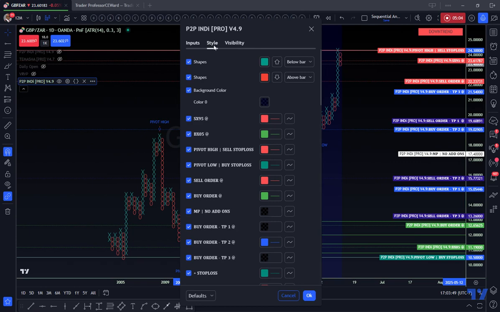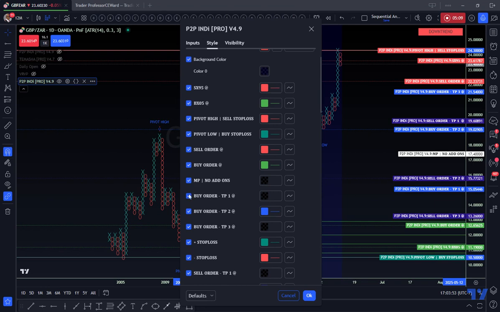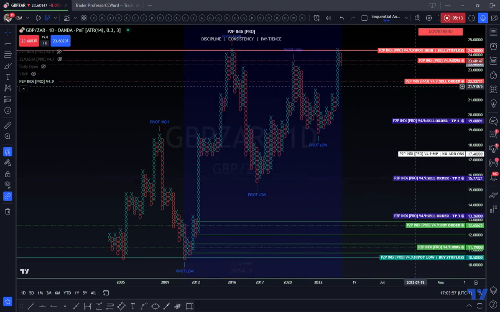So I'm going to style the chart. I'm going to go into settings, go to style, and remove all of the buy order TPs here. Now immediately I already have where I should get in and where I should get out. So we can see here a good entry would be 23.60 or 22.23. Because it's already moving to the downside, we could get in on a sniper entry.